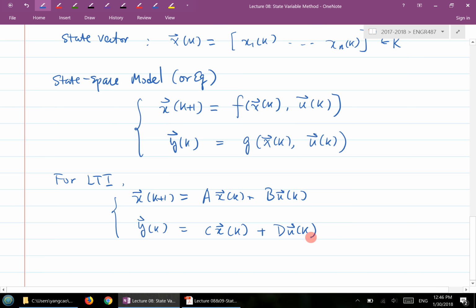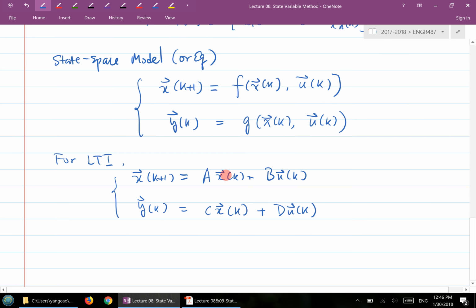Now, if you look at this model, there are a number of things. You have to be very familiar with why it is LTI. First of all, this is a linear format, and A, B, C, D are 4 matrices. These are called system matrices. Why is it called time invariant? Because A, B, C, D are not time variant. They are constant system matrices.